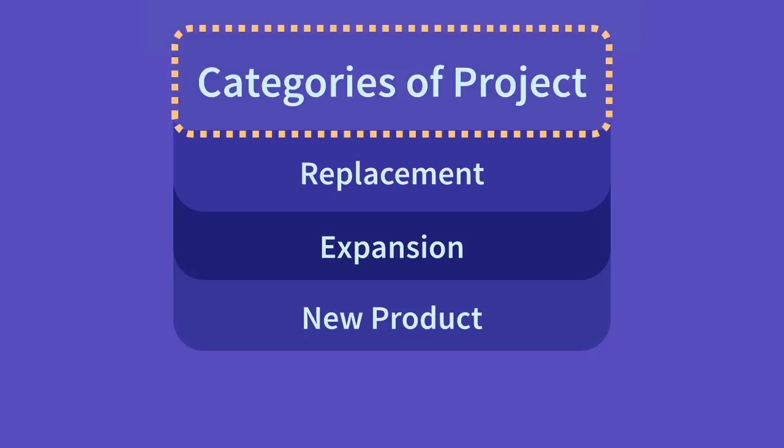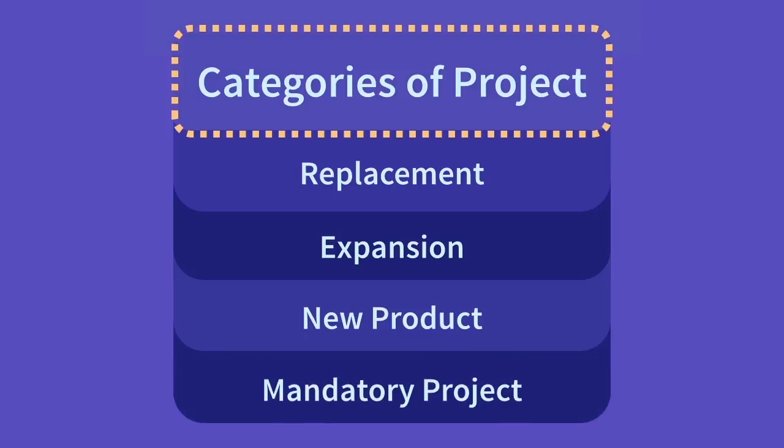Finally then, number 4, a mandatory project. This is simply a project that we are required to undertake. For example, an oil company who is required to clean up a spill. These projects generally don't earn any revenue and in some cases can bankrupt the company.